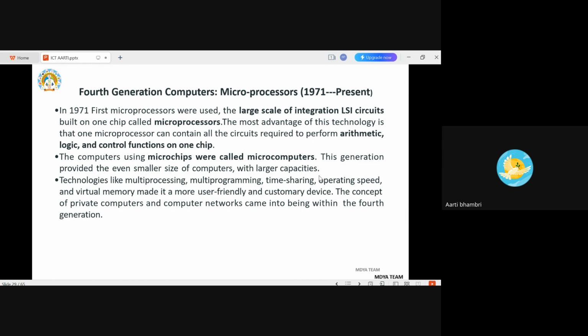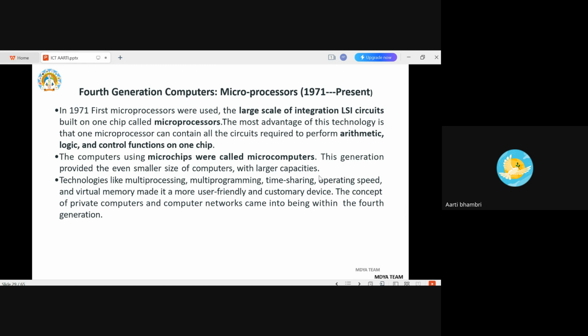The main advantage of this technology is that one microprocessor contains all the circuits required to perform arithmetic, logic, and control functions on one chip. Yes, all functions are performed on one single chip: arithmetic, logical, control functions.